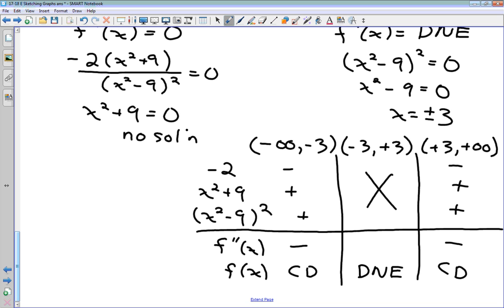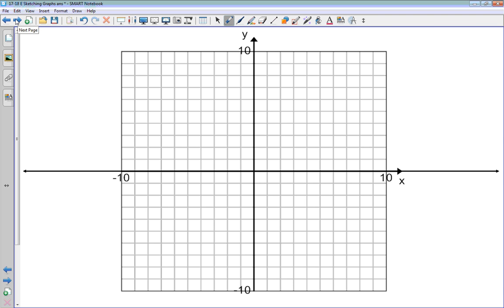So let's put all this information together here and try to sketch our graph. Let's start with our asymptotes, because we know that we've got an asymptote here at x equals -3, another one over here at x equals +3. We know that the function is not defined in between those two asymptotes. We had x-intercepts at -3.16 and +3.16. We had no local maxima and minima, and we had no points of inflection to plot.